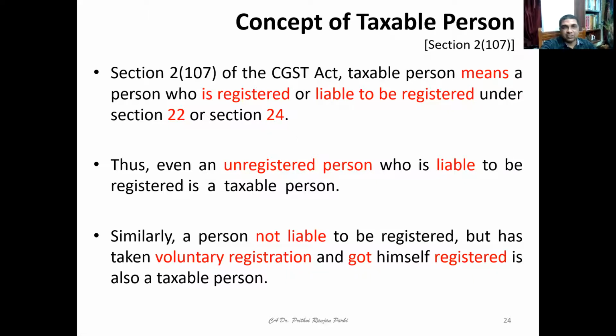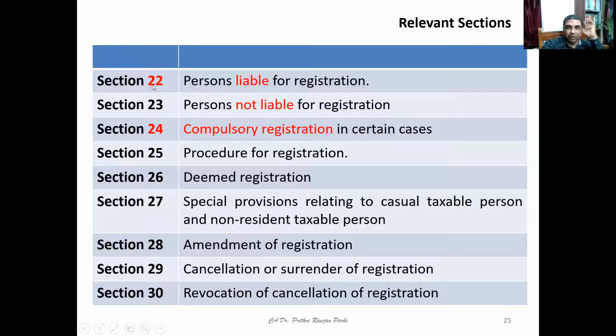At this stage, just to give you a broad idea, just have a look. Section 22 talks about persons who are liable for registration. Section 22 means section 22 of the CGST Act. Section 24 is about compulsory registration. So, in certain cases, we'll be learning both the sections.